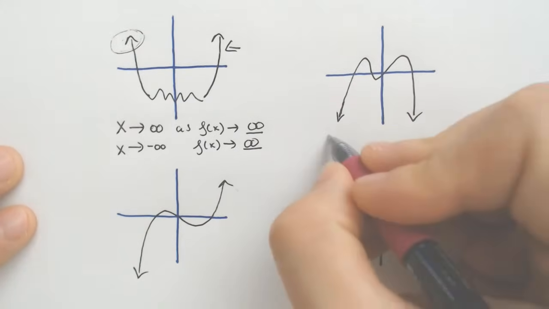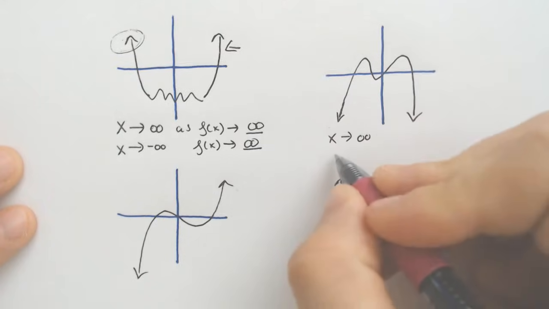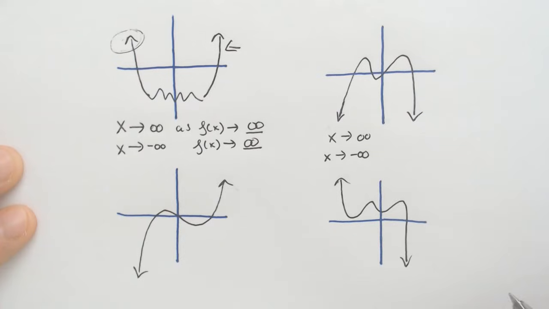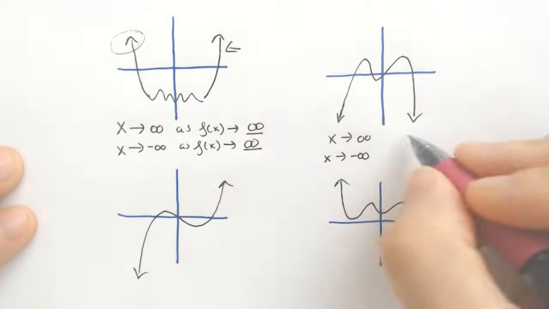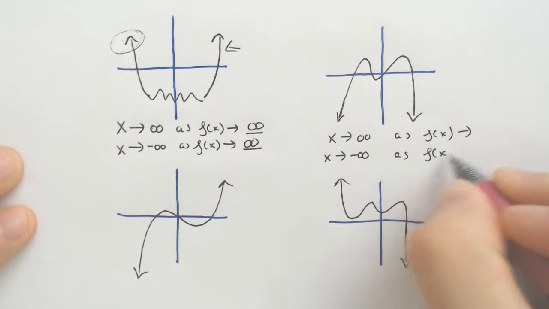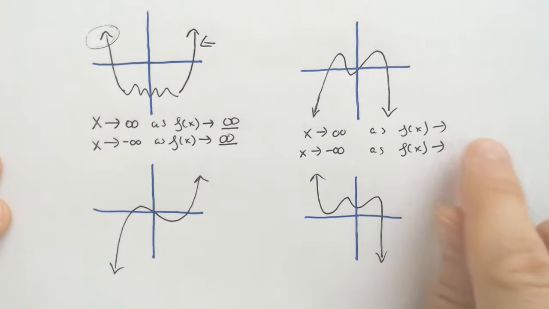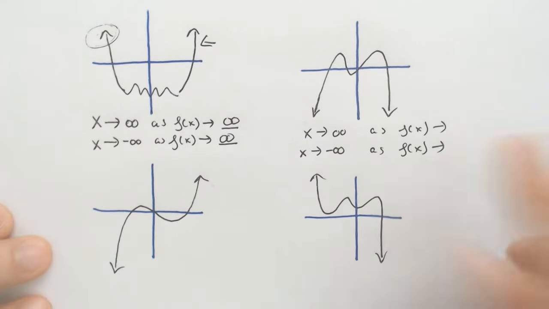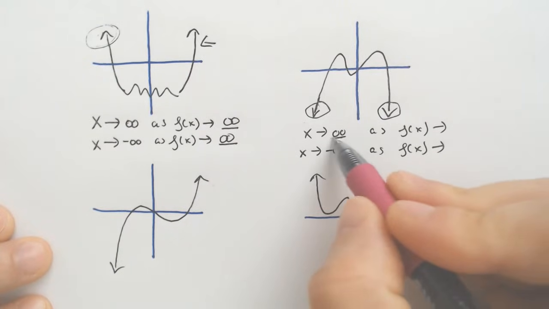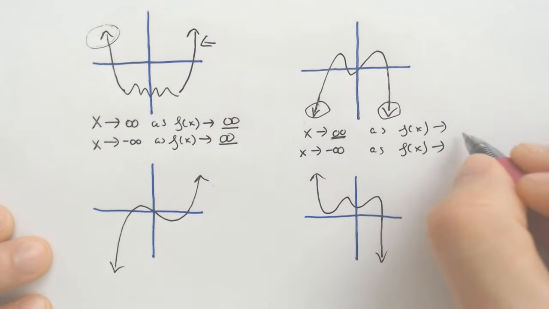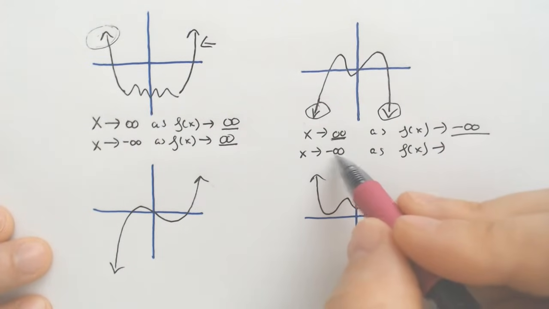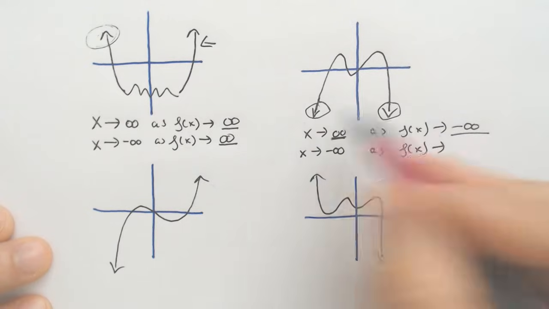Each and every one of these will be having the exact same scenario. So over here, I can start it the exact same way. As x approaches positive infinity and as x approaches negative infinity, as f of x is doing what? And as f of x is doing what? Well, on this one, we have it going down on the left and down on the right. So on the right side, that's x approaching positive infinity, f of x is going to negative infinity. And on the left side, it's also going down. On the left and the right, it's going down.